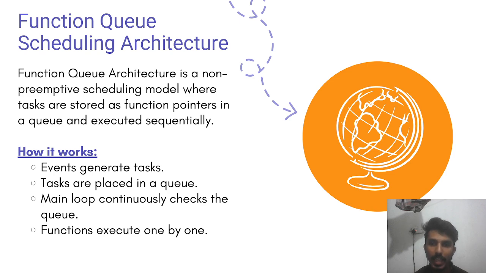Non-preemptive means if we start executing a process or task, no matter how long it takes to execute, we finish executing this task first. And after executing this task, then we start executing another task. So here is how function queue scheduling architecture works.